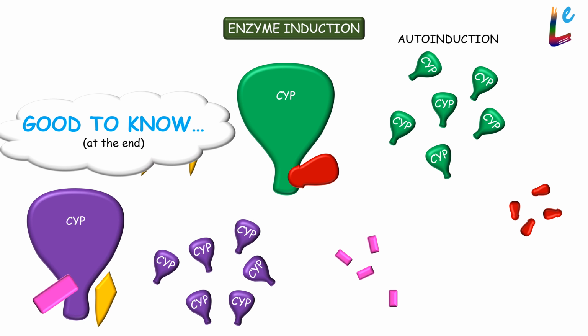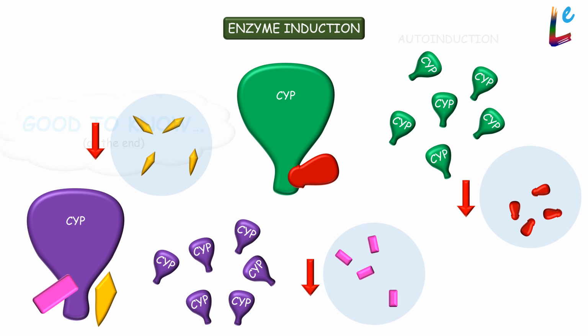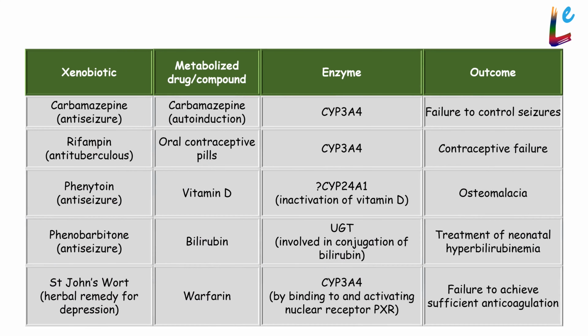Such enhanced metabolisms may cause the plasma concentrations of drugs to fall dramatically. This table gives us some examples. Pause the video to view those. Did you note that the effect of enzyme induction is not limited to xenobiotics but may extend to endogenous compounds? Also, did you see how enzyme induction can sometimes be advantageous?